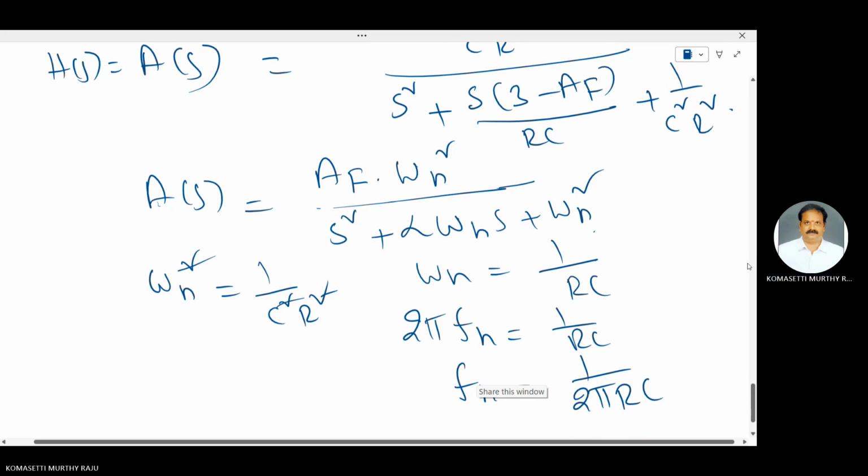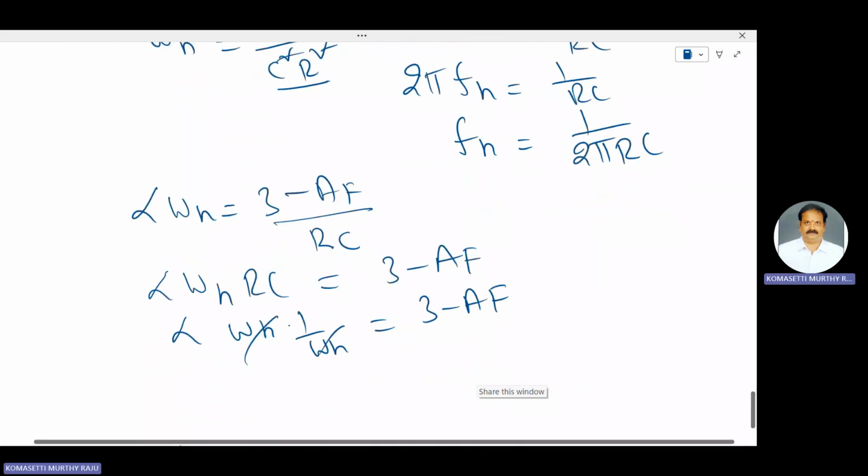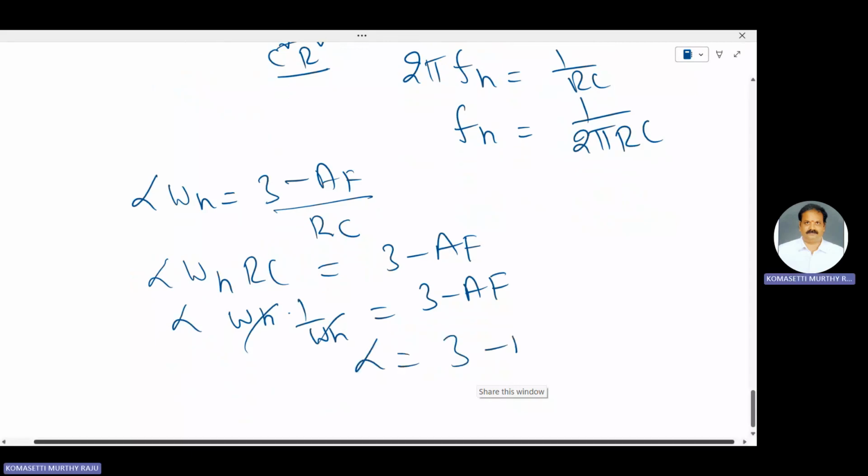Here RC is equal to 1 by omega H. Alpha omega H RC is equal to 3 minus AF. RC is equal to 1 by omega H, so from this expression, alpha omega H by omega H, and omega H is cancelled. Therefore, damping factor alpha is equal to 3 minus AF.